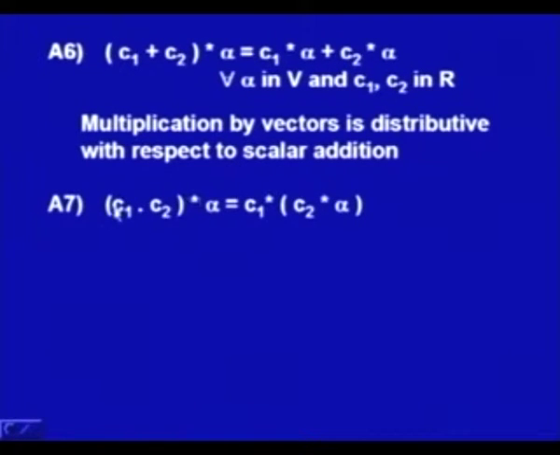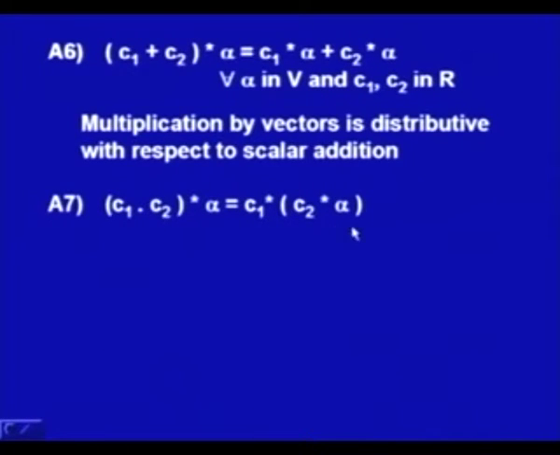The next is the associative property. Here we will have C1 dot C2, that is multiplication of two scalars, multiplied by a vector alpha, is equal to C1 star C2 star alpha. Now, here you may notice that this dot simply means multiplication of two scalars. So, when the two scalars are multiplied, we will be getting another scalar. Now, when this scalar is multiplied by vector alpha, then what we have is C1 star C2 star alpha.